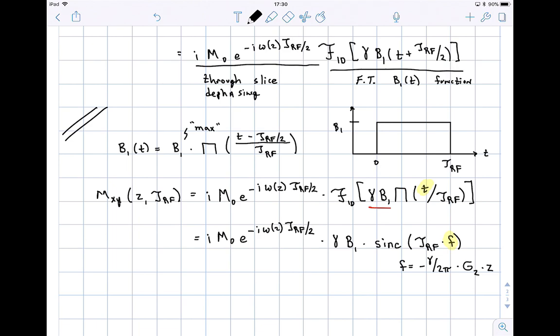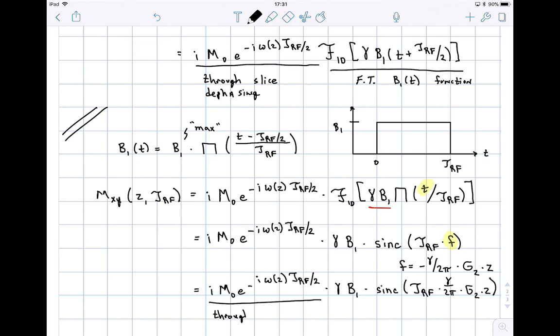And so we can write that all just one more time. So we have e to the minus i omega z times tau RF by 2, times gamma times B1, times the sinc function that depends on the duration of the RF, times gamma over 2 pi times Gz times z. And so this first term, we've said it a couple times, I'll say it once more. This is the through-plane dephasing. This second term that's on the end here, this is the effective slice profile.